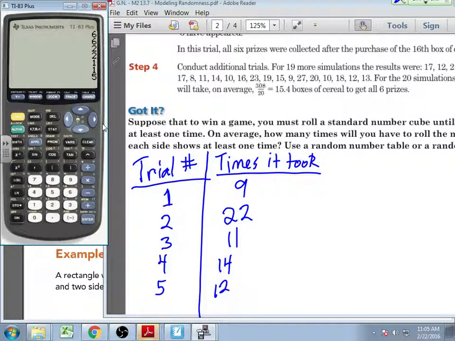10. So then, at any given point, we can stop and say, what's the average of trials it will take me? If I have 5 data points here, I'm going to add all these up and divide by 5 to find out the average amount of trials, or the average amount of rolls that it took.